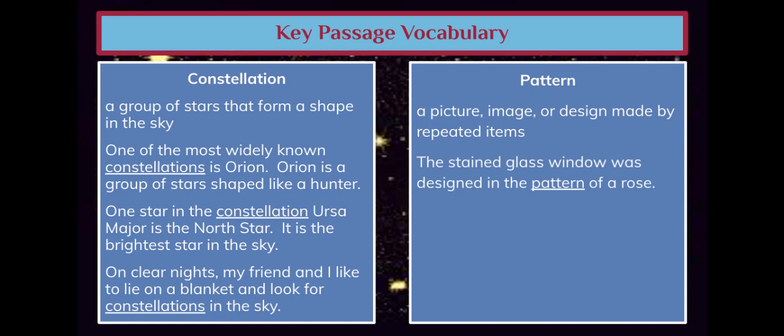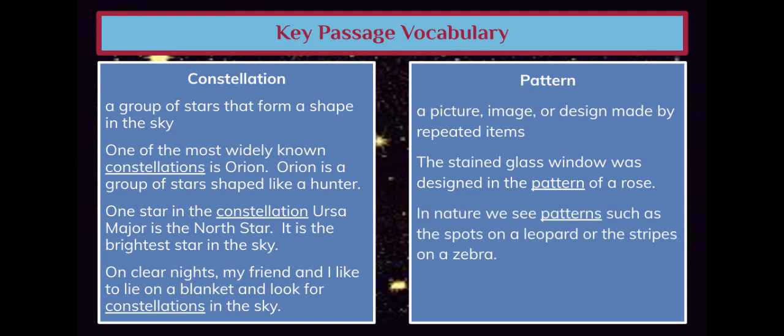The stained glass window was designed in the pattern of a rose. In nature, we see patterns such as leopards' spots or stripes on a zebra. I have a shirt with a red and white striped pattern on it. Can a pattern make a picture or image? Yes or no? Can one item be a pattern? Yes or no?